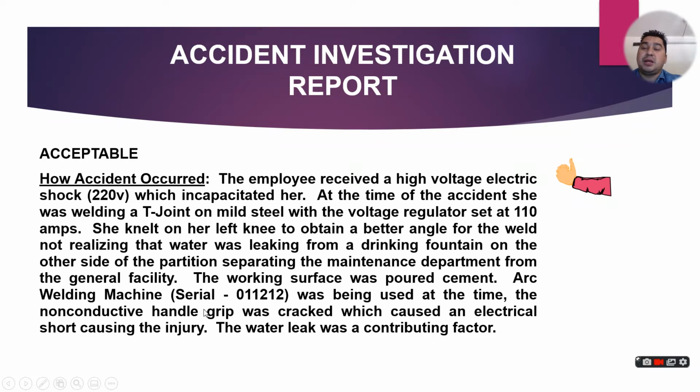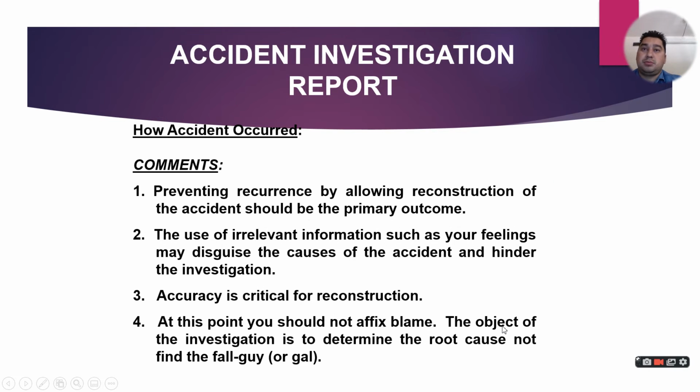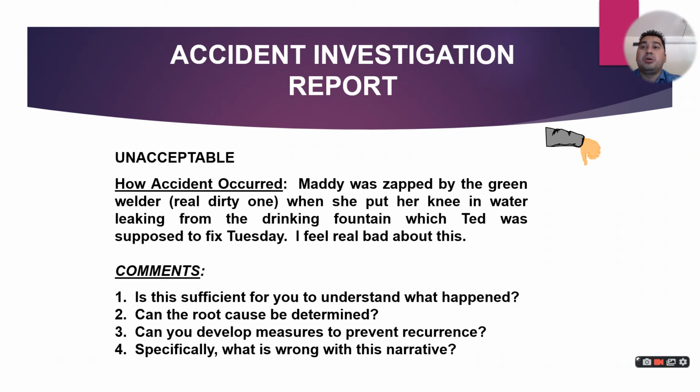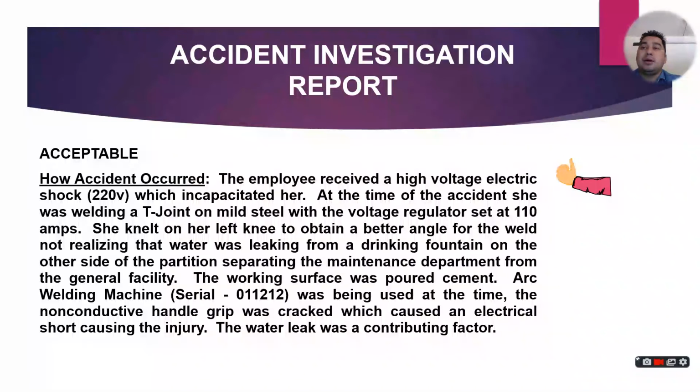Arc welding machine serial number, this one, was being used at the time. The non-conductive handle grip was cracked, which caused an electrical short, causing the injury. The water leak was a contributing factor. Okay. So this is the way you have to write the cause, what happened, how the accident occurred. In this way, you have to write it down. This is the acceptable way.